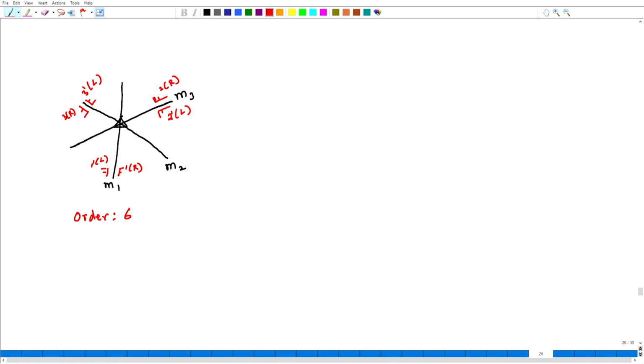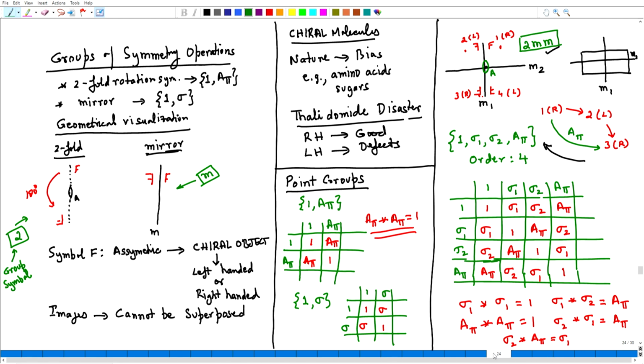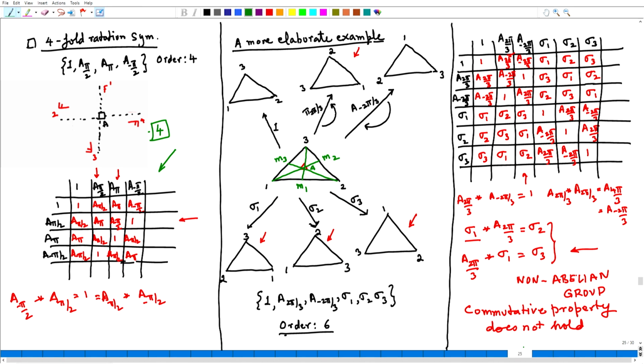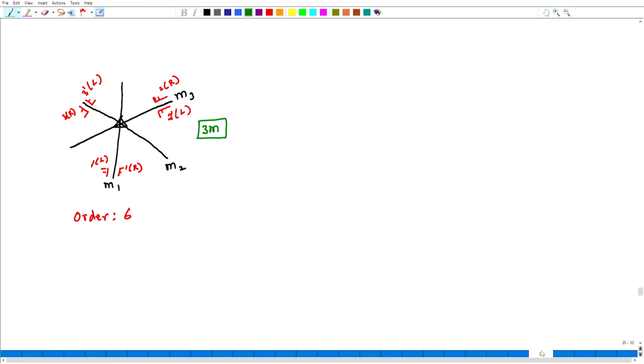Now, this particular group is assigned the symbol 3m. So, if I just quickly go back to my previous, we looked at group 2, we looked at group m, we looked at group 2mm, looked at group 4 and we looked at the point group 3m.